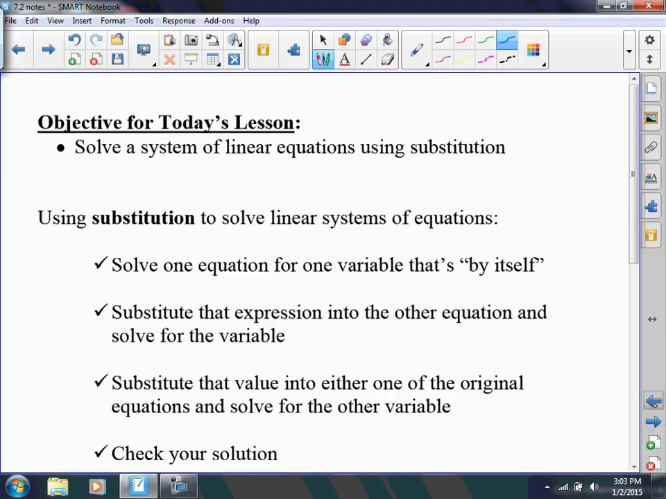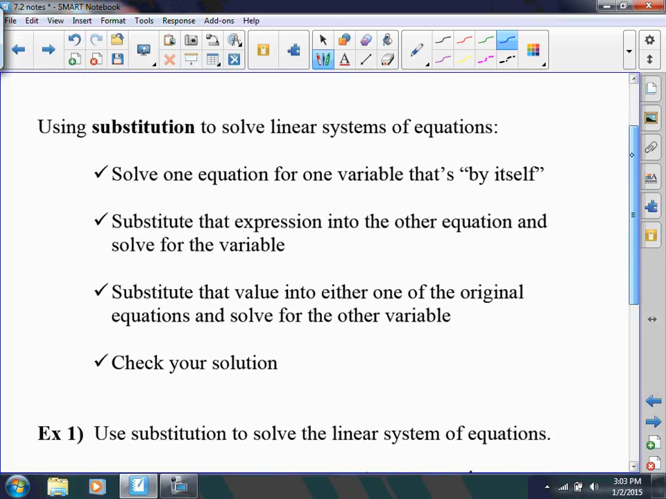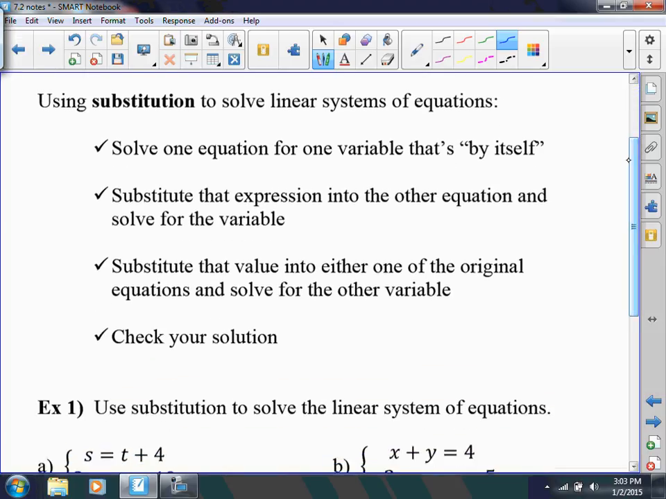And today we're going to solve a system of equations, but we're going to use the substitution method instead of the graphing method that we saw in the previous section of notes. Now the substitution method is a little bit nicer than graphing because you don't have to graph, but you may still have to solve at least one equation for a variable.